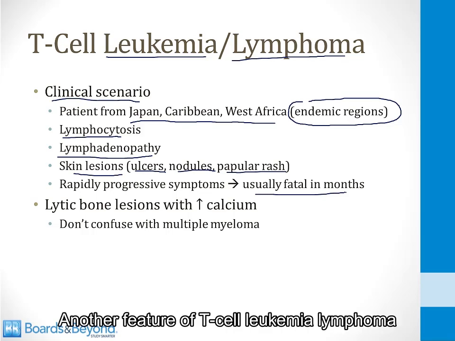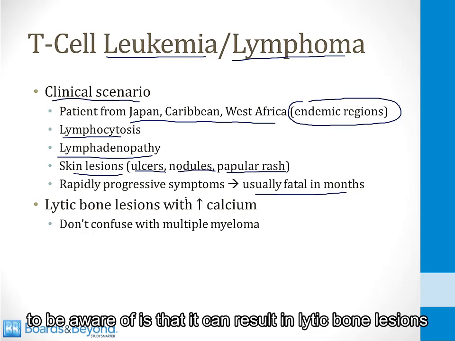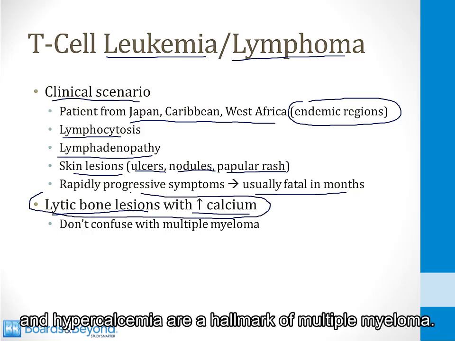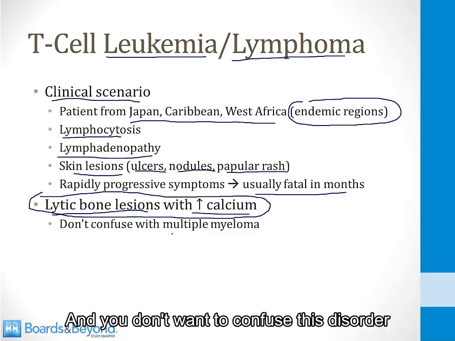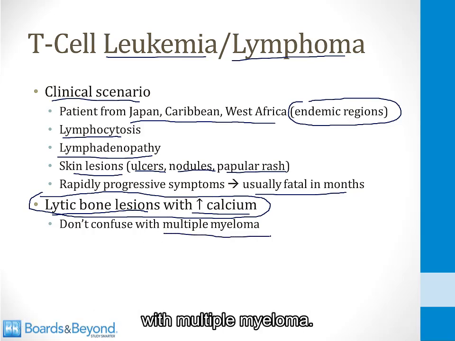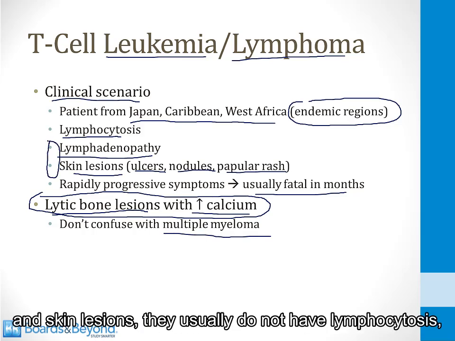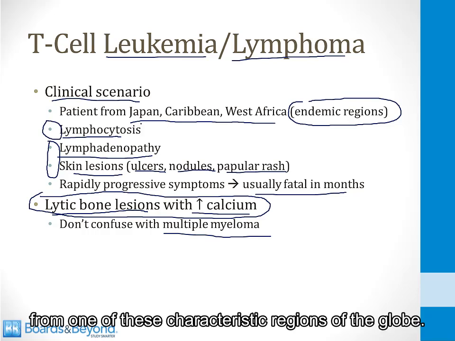Another feature of T-cell leukemia lymphoma to be aware of is that it can result in lytic bone lesions with hypercalcemia. Now, lytic bone lesions and hypercalcemia are a hallmark of multiple myeloma, and you don't want to confuse this disorder with multiple myeloma. Patients with multiple myeloma do not have lymphadenopathy and skin lesions. They usually do not have lymphocytosis, and they usually aren't from one of these characteristic regions of the globe.